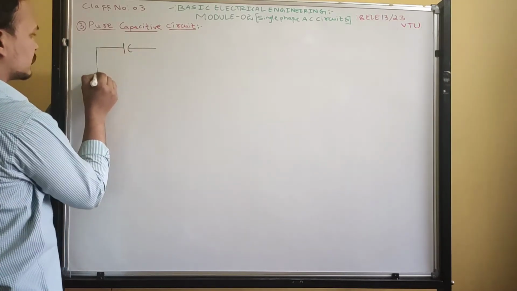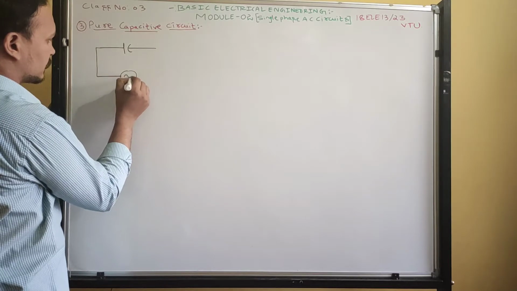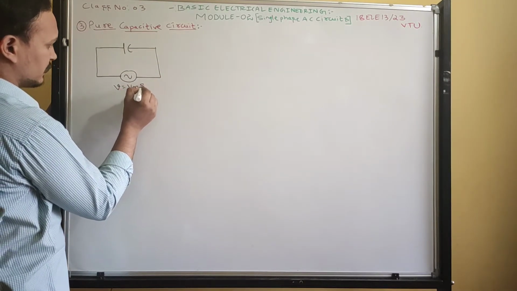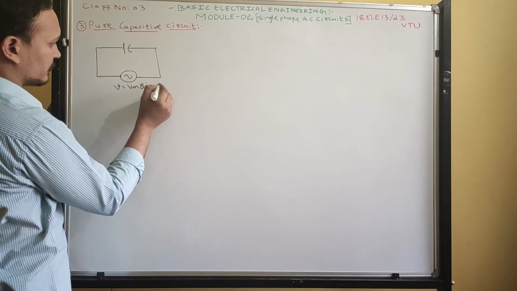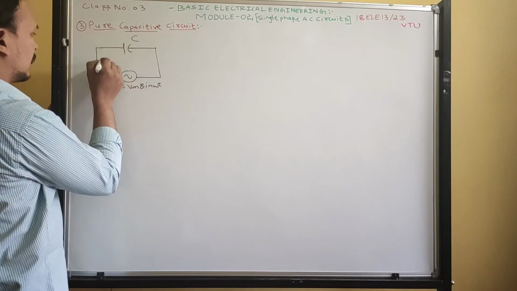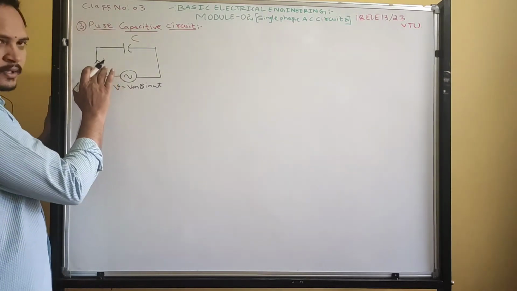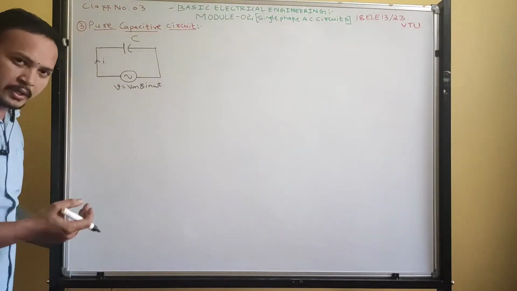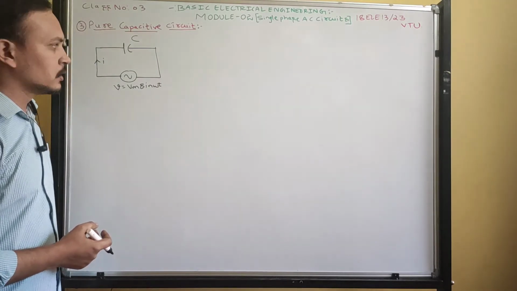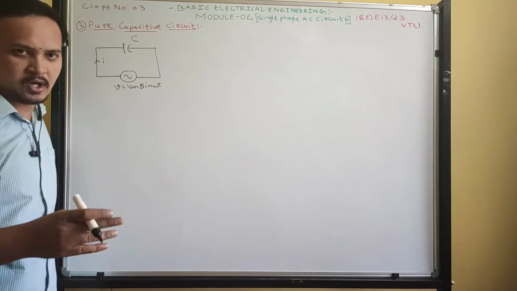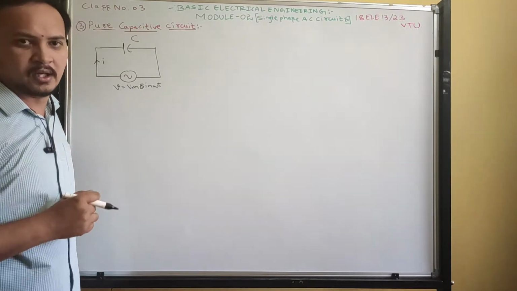So now the capacitor is connected across the supply voltage. So I am writing instantaneous voltage V is equal to Vm sin omega t, and then current is flowing. See, this voltage source drives the current. When the current flows, the capacitor is going to charge. Okay. So the capacitor is going to store the energy in the form of electrostatic field.